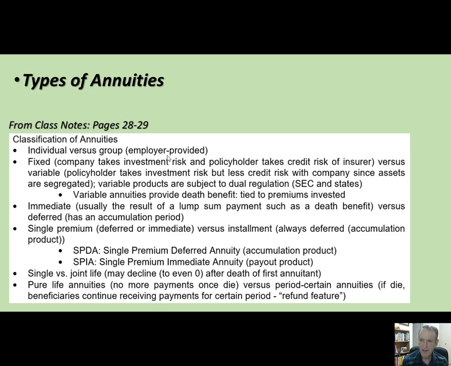Another way you can classify annuities is immediate versus deferred. An immediate annuity is a payout annuity. So that's another way of designating a payout annuity. What that means is you give money to the company, $300,000, and they immediately start paying you a monthly income for the rest of your life. That's an immediate annuity. I don't think there's a real distinction between payout annuities and immediate annuities.